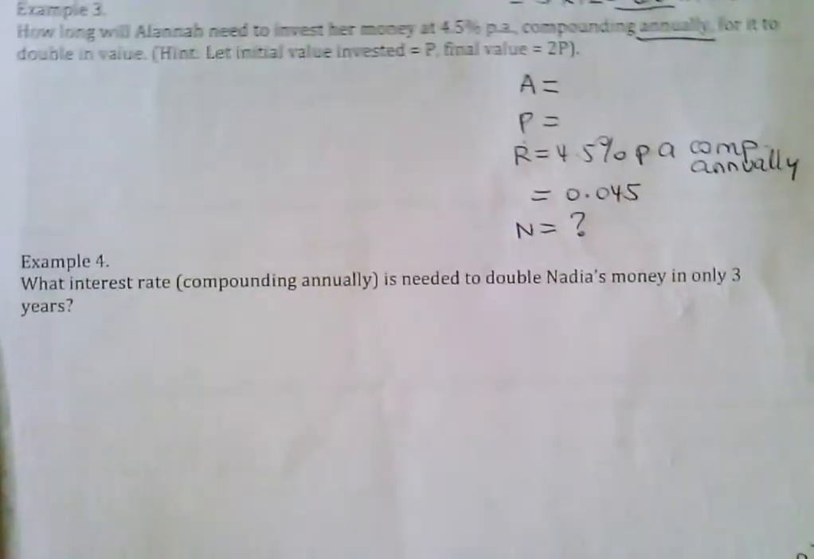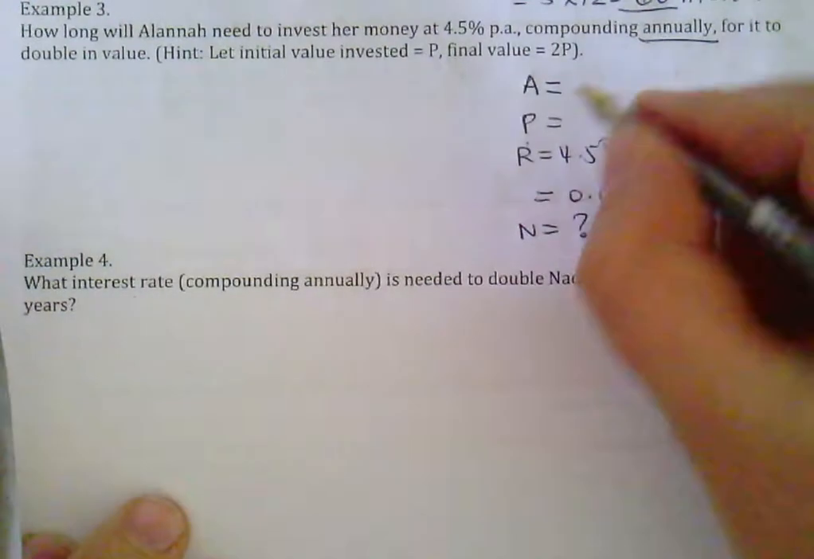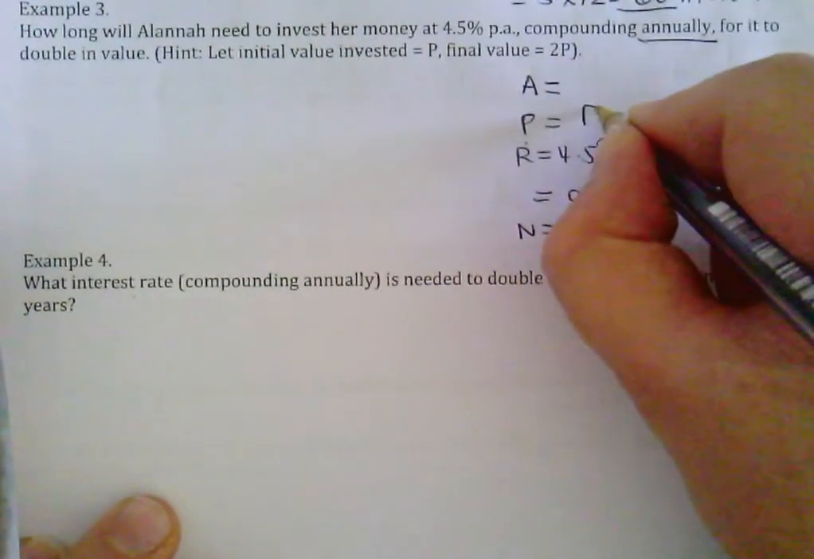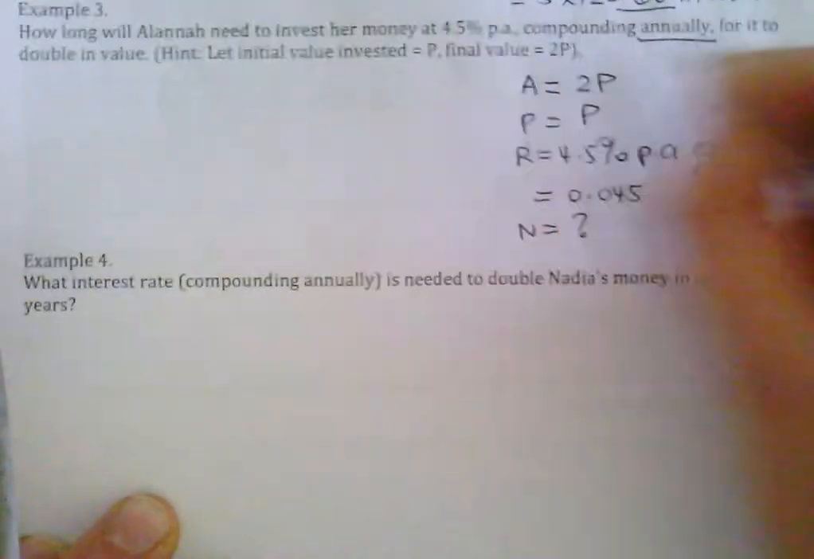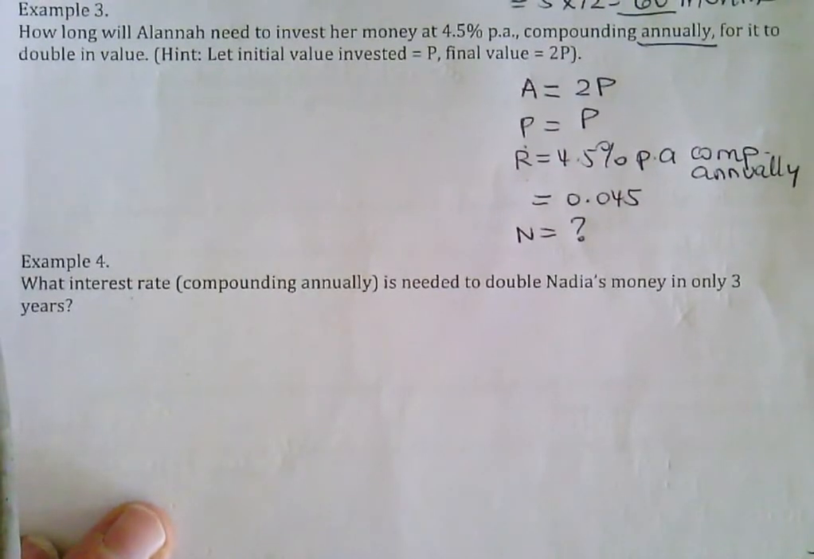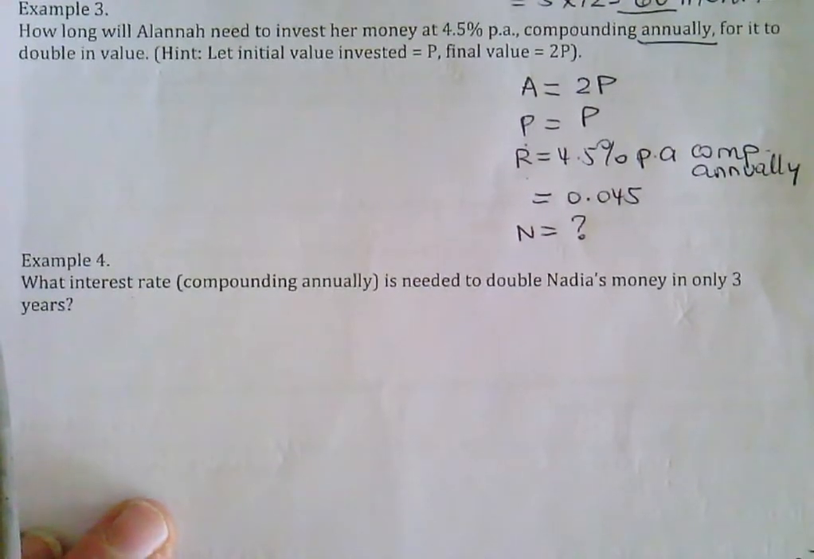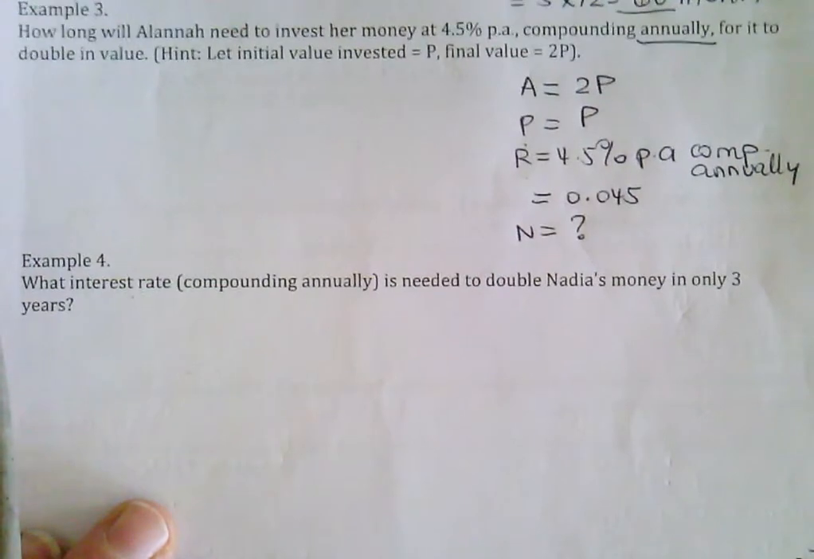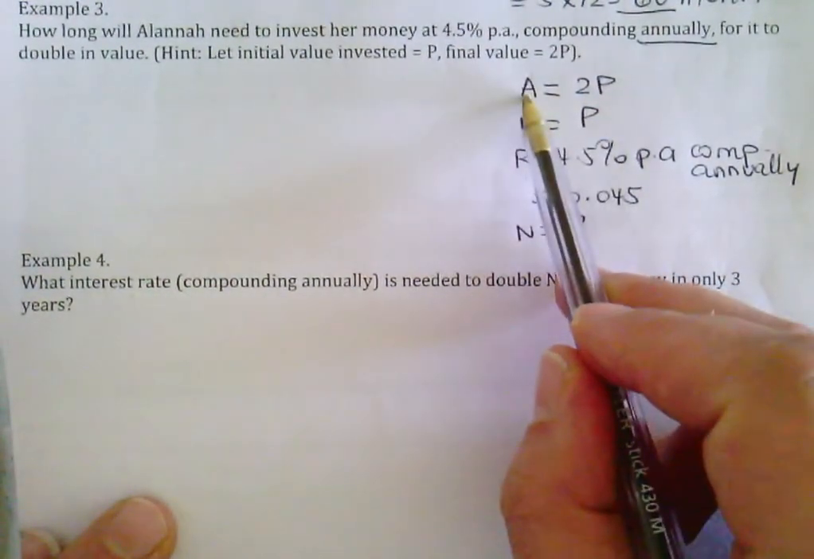A, you can make up your own values if you want, but let's try to be a bit more mathematical here. If the original amount is P, the final value will be 2 times P. Got it? Some of you will do $100 and $200, $1,000 and $2,000. But if the original value is P, the principal, A, the final value should be 2P, 2 times P.